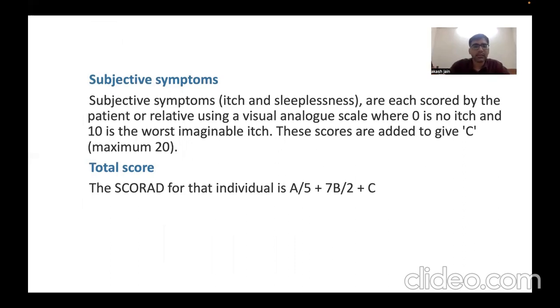The next are subjective symptoms like itching and sleeplessness, each scored by the patient or relative using a visual analog scale, that is VAS, where 0 is no itch and 10 is the worst imaginable itch. The scores are added to give the C value, maximum 20. So in this, itching and sleeplessness are given the subjective scale. The total score in this scoring is A divided by 5 plus 7B divided by 2 plus C.